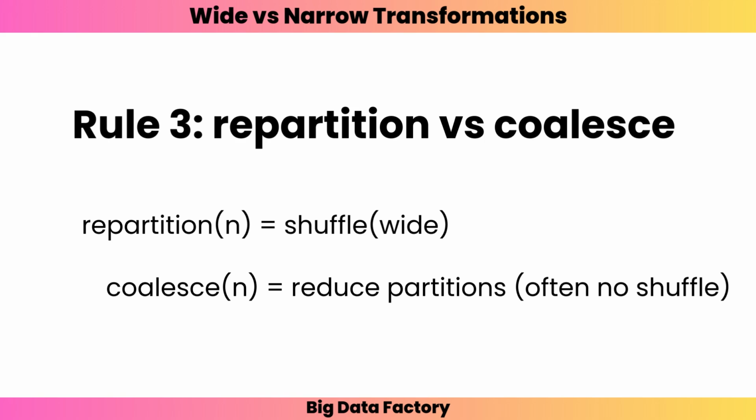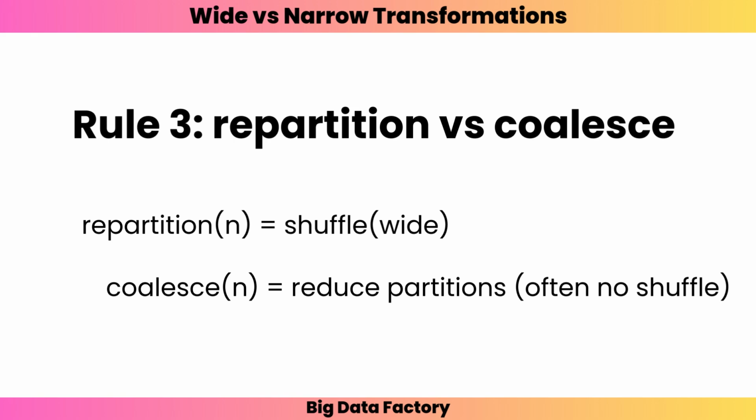Rule number 3, partition control matters. Repartition versus coalesce. This is a common beginner confusion, so I will explain clearly. Repartition. This is usually wide. It triggers a shuffle to evenly redistribute data into n partitions. Use it when you need better parallelism and are okay paying shuffle cost.